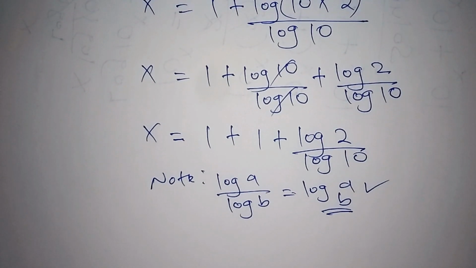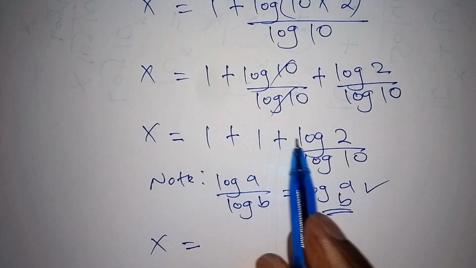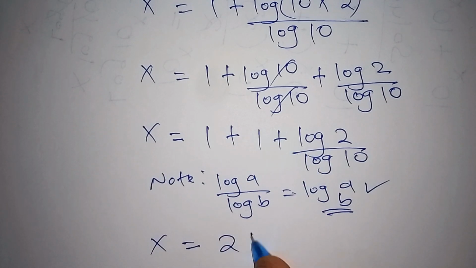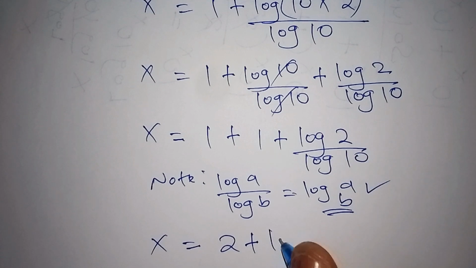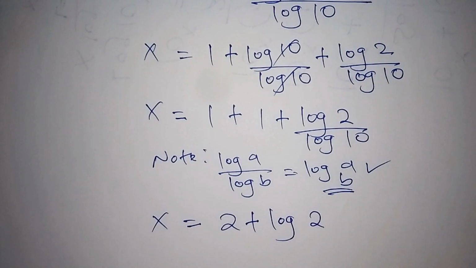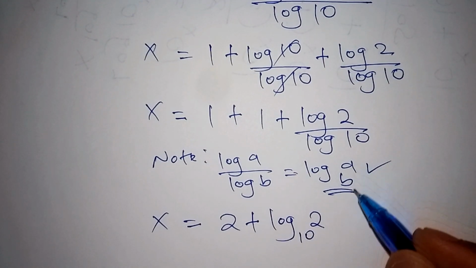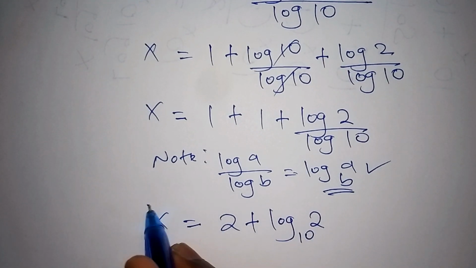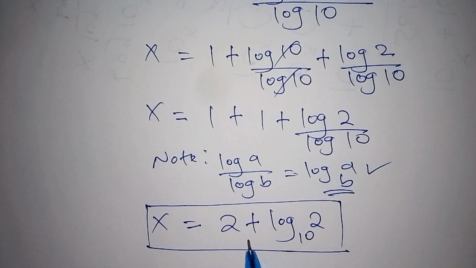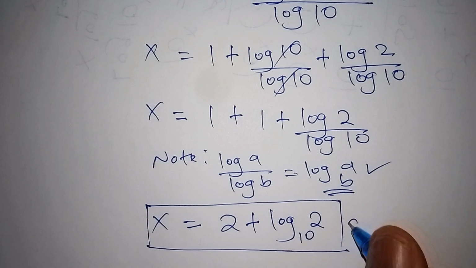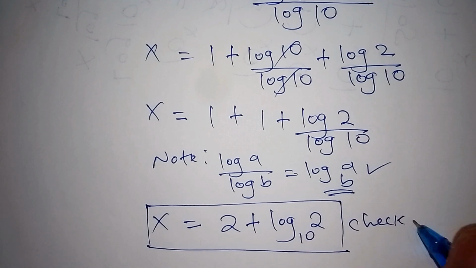So here now our x shall be equal to 1 plus 1 is 2, so now we shall have 2 plus the log of 2 to base 10, because of the way this one has been written. So now this one shall be our value for x. So x is equal to 2 plus the log of 2 to base 10. We can still check and verify if this answer is true.